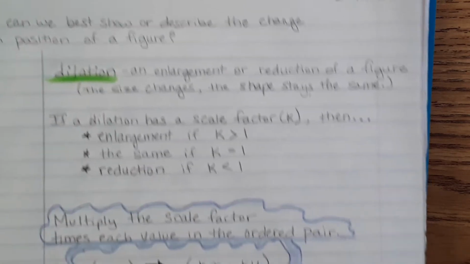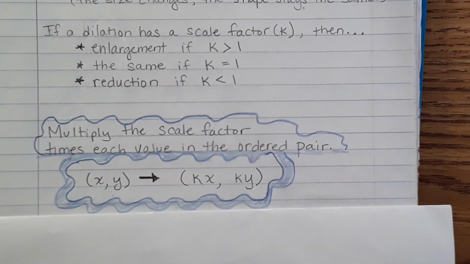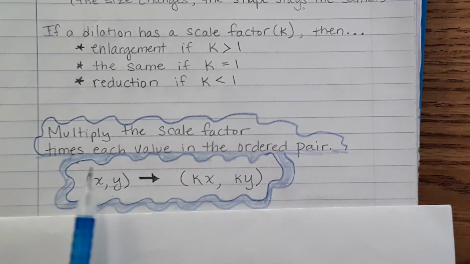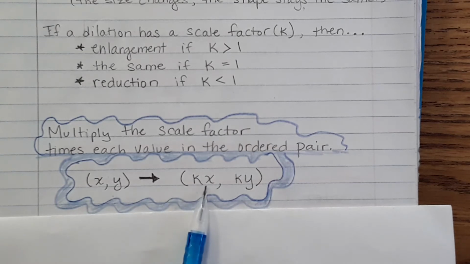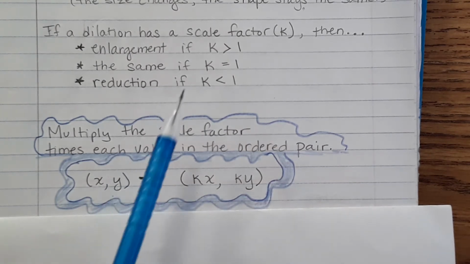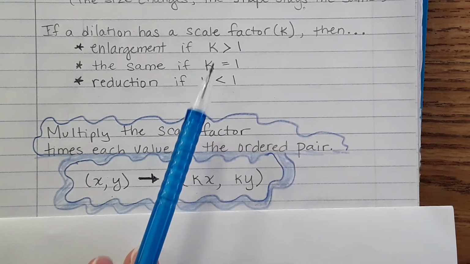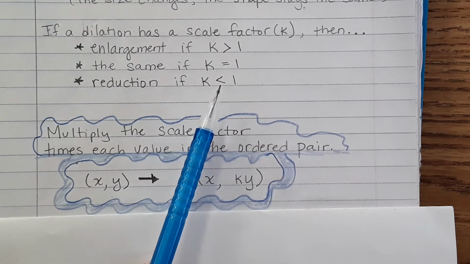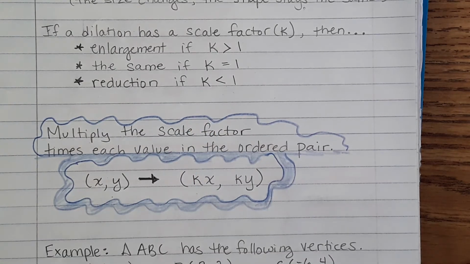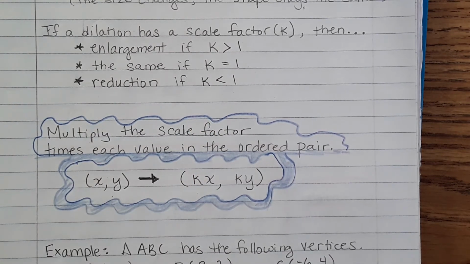So here is our notation. We're going to multiply the scale factor times each value in the ordered pair. So whatever your ordered pair is, the scale factor times the x value, the scale factor times the y value. And we already reviewed what happens if your scale factor is larger than 1, or between 0 and 1, or exactly 1. So here is an example.